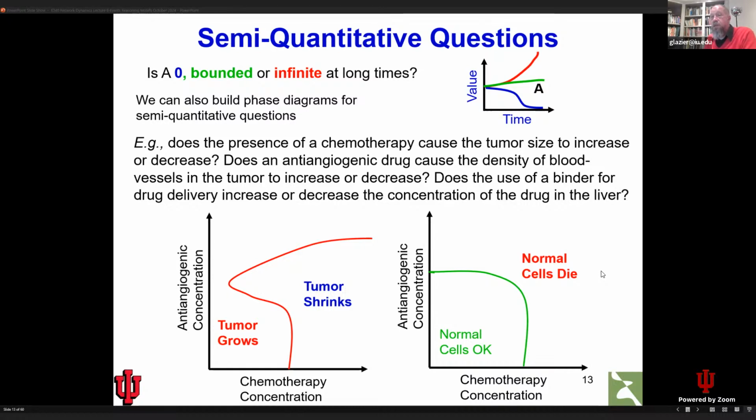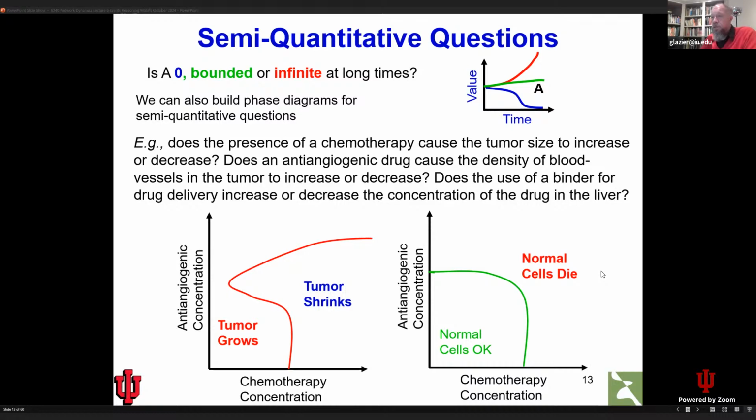And as it happens, I also know that if I give out too much anti-angiogenic drug, that's also toxic to cells. And so in this case, I've got sort of a fantasy, but if I give too much chemotherapy, my normal cells are going to die. If I give too much anti-angiogenic, my normal cells will die too. And so that diagram on the right is actually pretty reasonable. The one on the left I made up because I wanted a particular result.